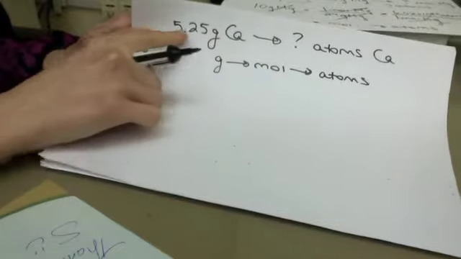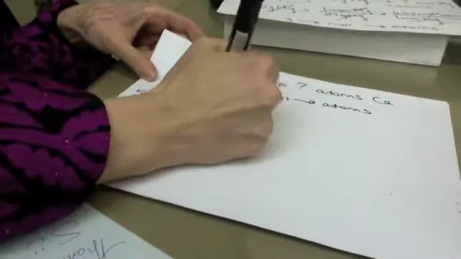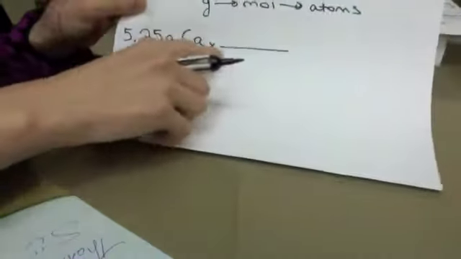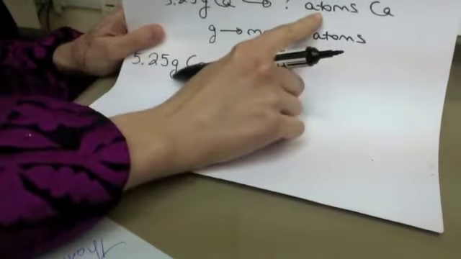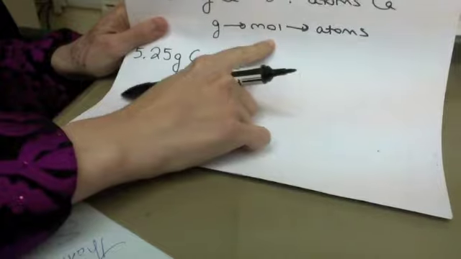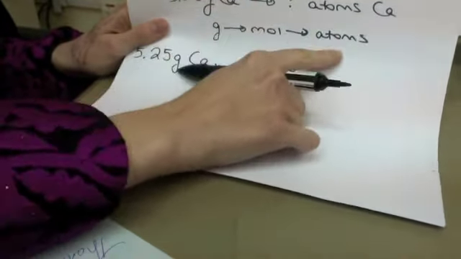First step, I write the given. I write 5.25 grams of calcium. Second step, I write my multiplication fraction bar. Third step, I write what I want. Now I can't jump straight to the answer in one shot. I have this middle guy, okay? So what I want on top now is moles, temporarily. Then I'll convert to atoms.